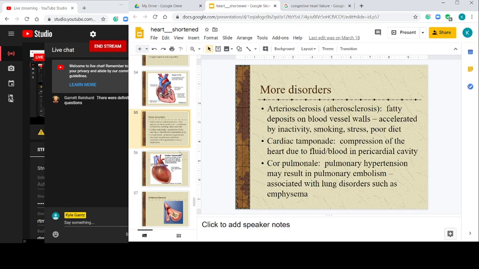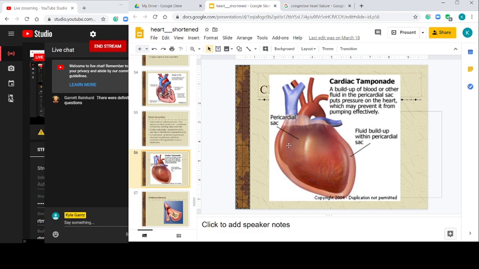And what we see here is this. We have our pericardial sac. We have the fluid buildup in here, a buildup of blood or other fluid in the pericardium that puts pressure on the heart, which may prevent it from pumping effectively. Contracting, it probably would do okay, because it's squeezing. The problem is when you go into diastole and you want to relax, if there's a bunch of pressure on the outside of the heart, that may not allow the heart to relax as well, which may not allow the ventricles to fill or the atria to fill as well, and then we start to get an issue. You see that? All right.